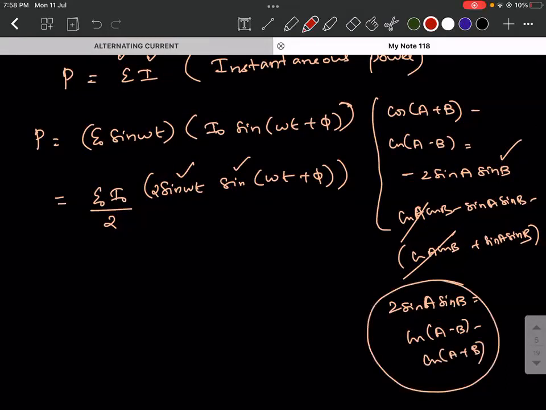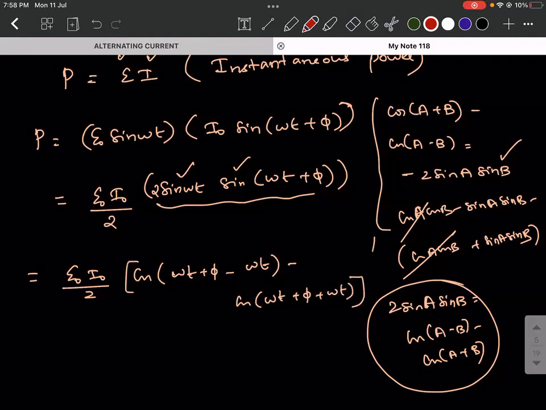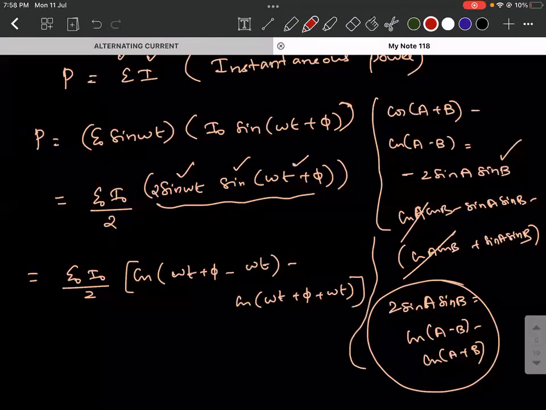Since I have a positive value here, I will write this as E naught into I naught divided by 2 into cos of (a minus b), that is omega t plus phi minus omega t. So I took the bigger number as a. It's not necessary to take the bigger number as a, because cos of minus theta is also cos theta. Here we'll get the same answer, but for safer purpose, I took it like that.